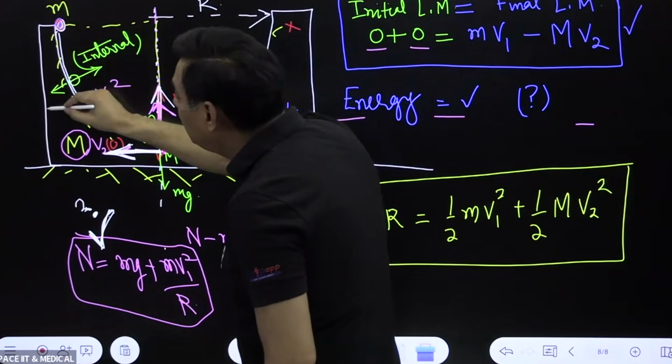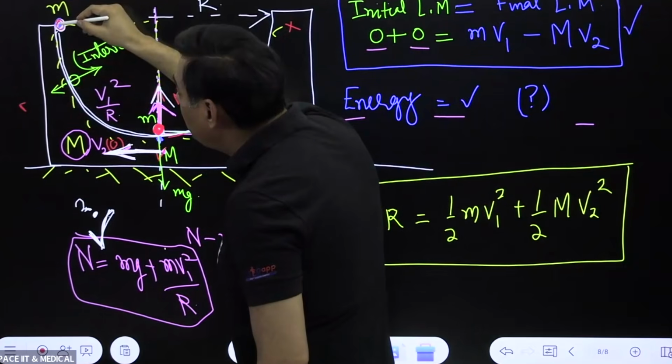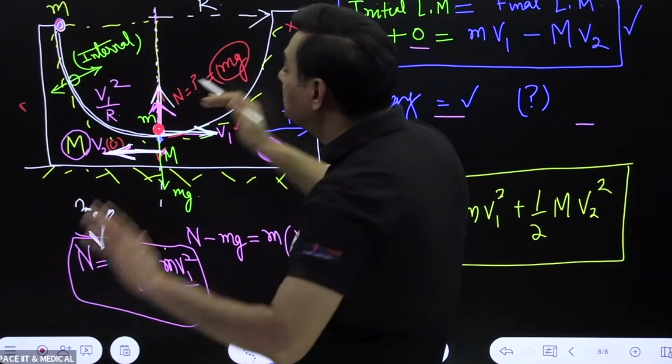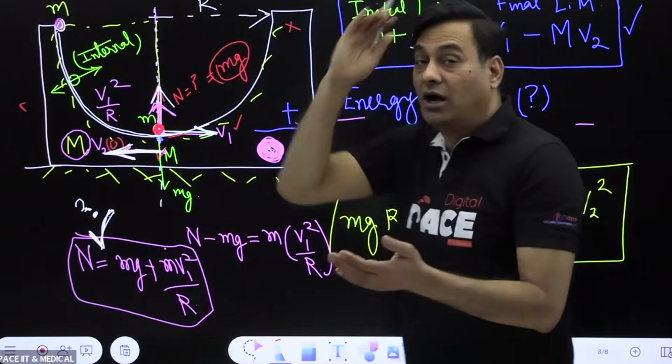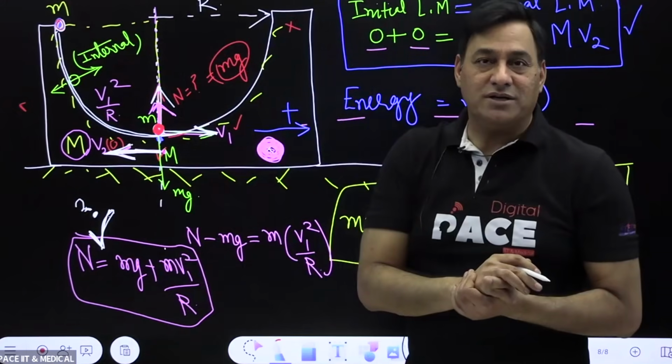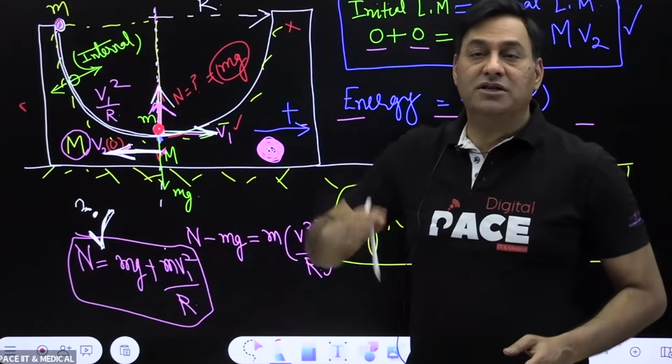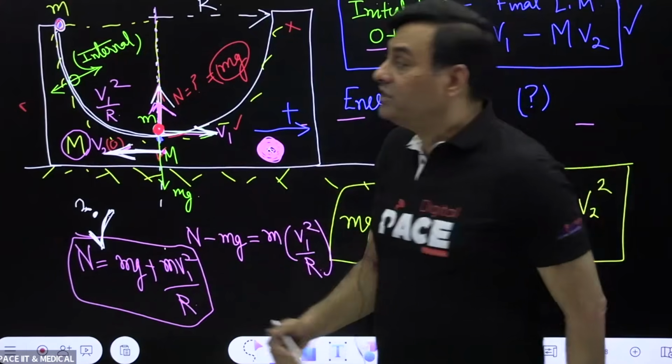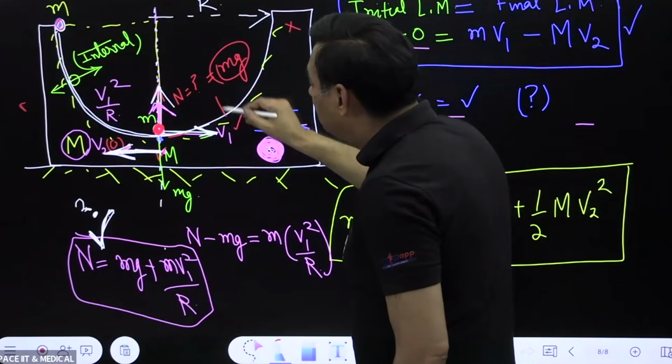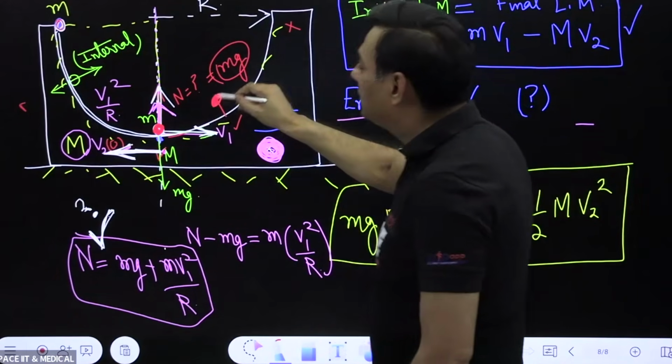But if the wedge itself is moving, the ball is not going in a proper circular motion at all. How do we now write the equation? To write the equation, we will shift our frame. We will shift ourselves to this wedge. यहीं पे जाके बैठ जाते हैं, यहां से ऑब्जर्व करते हैं.